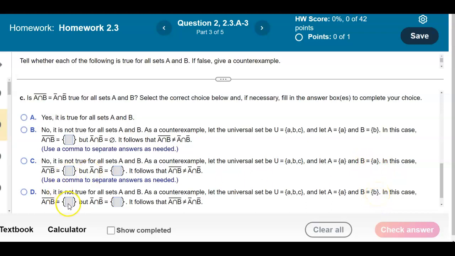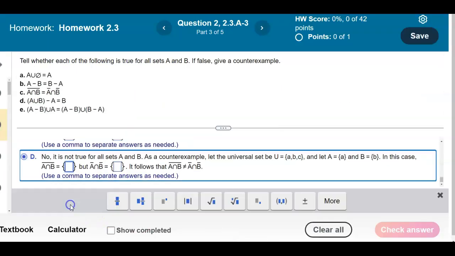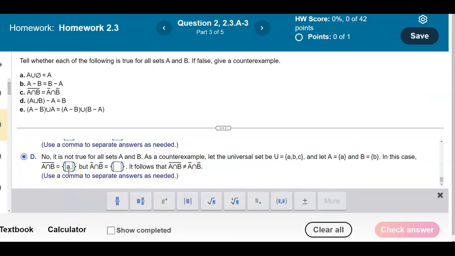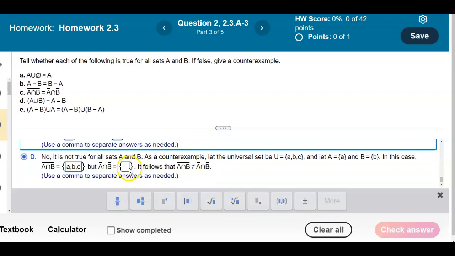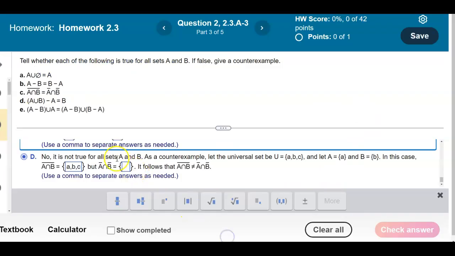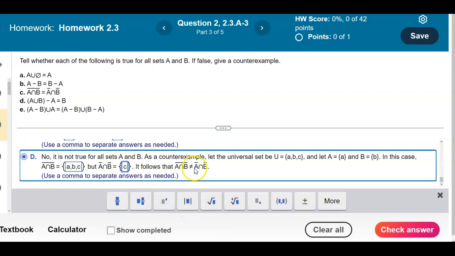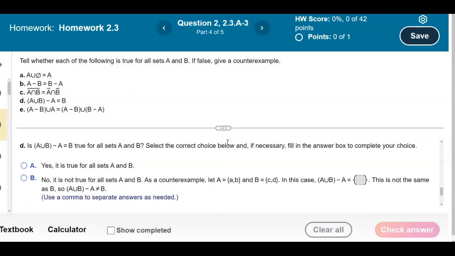So what did we determine was the complement? Well, the complement was A, B, and C. So we have A, comma, B, comma, C. And then what was the intersection of not A and not B? Well, that was the letter C. And therefore we know it's not equal. So check our answer, and there is our result.